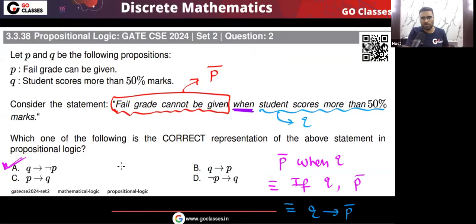Okay. So for this question, the answer will be option A. Please tell me, did you understand? Let me know. Okay, very simple question. The answer is option A.